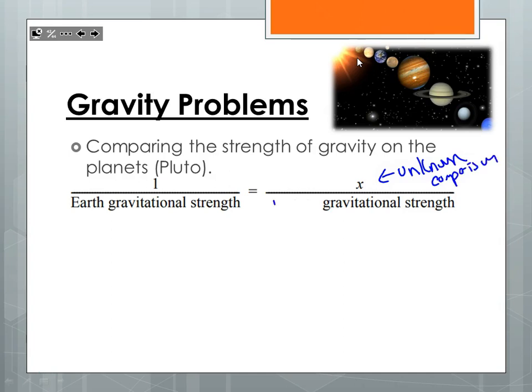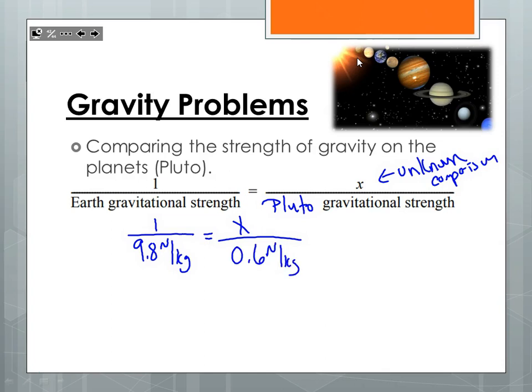And we're going to look at Pluto. So I'm going to put Pluto here. So I already know that Earth's gravitational strength is 9.8 newtons per kilogram. And I don't know what Pluto's is, but it tells us its gravitational strength is 0.6 newtons per kilogram. So before I go, do you think it's going to be a stronger pull of gravity or a weaker pull of gravity? You can even compare that to Mercury. So let's look and see what it says.